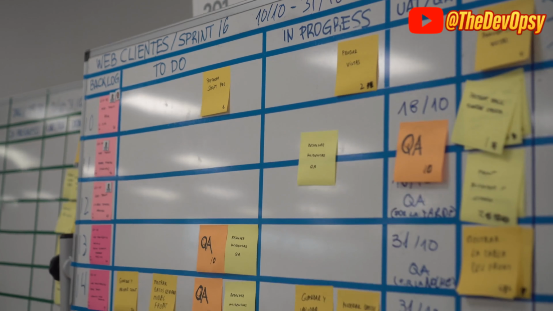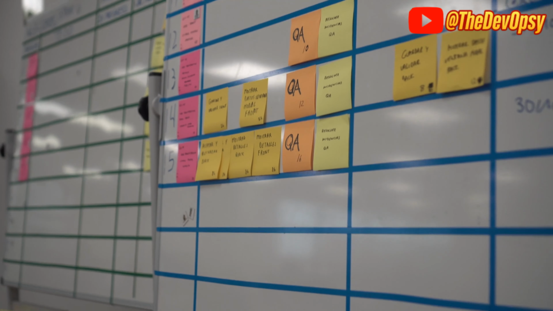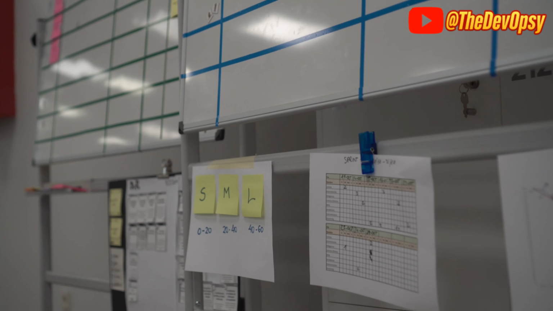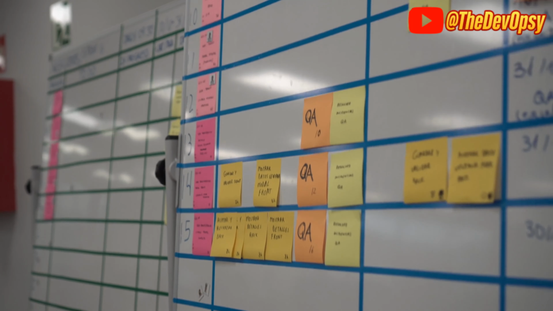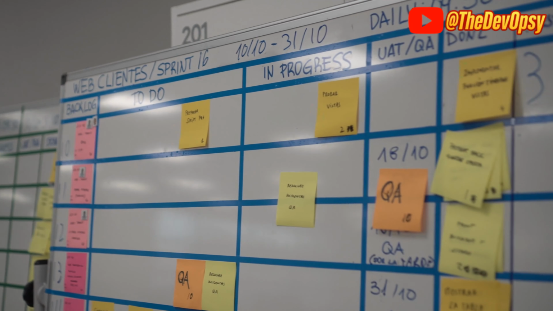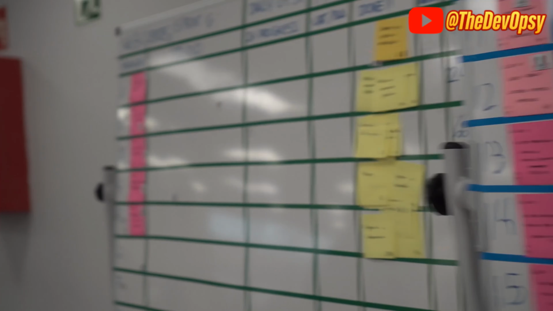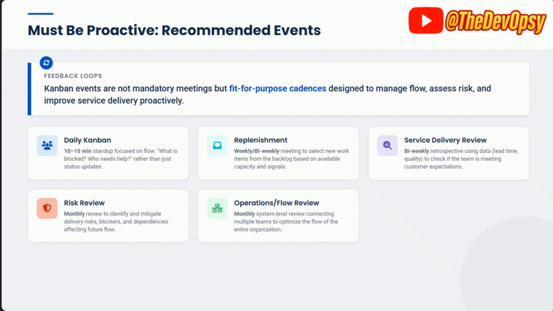Kanban does not add useless meetings. These are flow focused events. Now, we should have daily Kanban, which is something called 10 or 15 minutes of stand up to understand where are we blocked, who needs help, rather than status updates. So no status updates, it is about helping each other, right? Replenishment. What do we pull next? It could be weekly, it could be bi-weekly, that's fine.